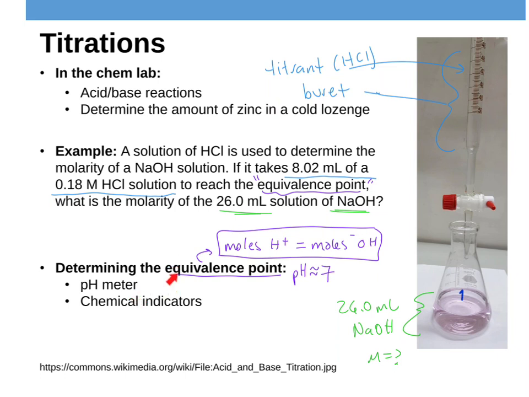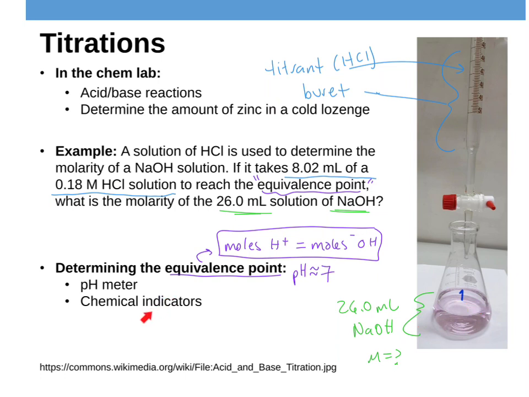What's more common, just because pH meters are expensive, they can break, they need to be calibrated, is another easy way to find the equivalence point: add a chemical indicator that will change colors for you at the pH that you want. So if you're doing a neutralization, you want something that changes after a pH of 7. You'll notice that the solution is a little pinkish, and that's because of the indicator that they added.